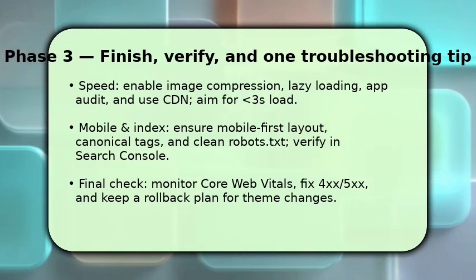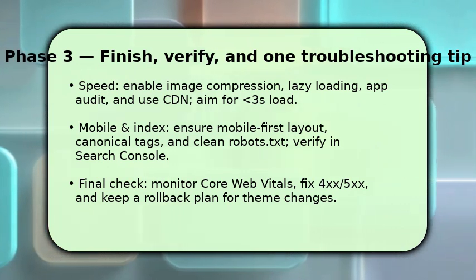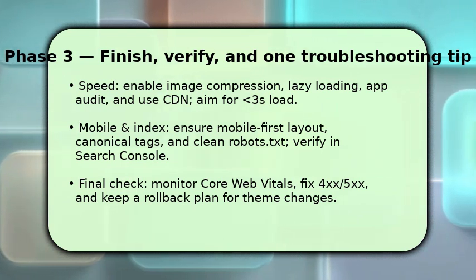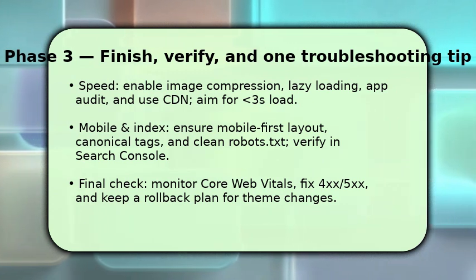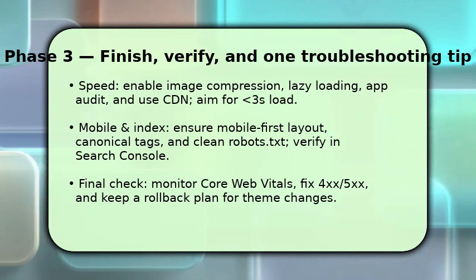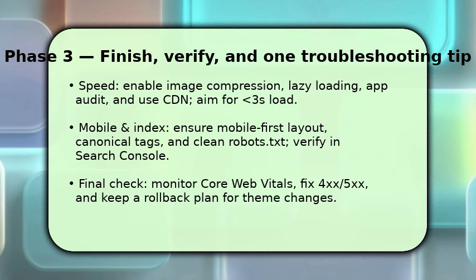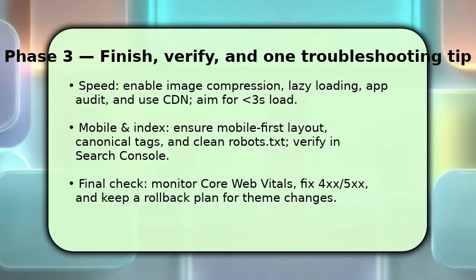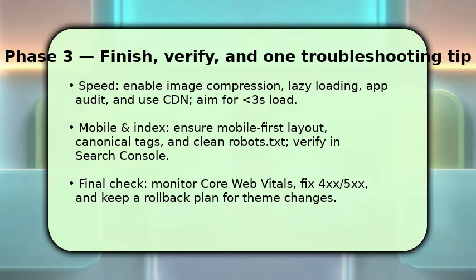First, optimize site speed. Compress images, enable lazy loading, audit apps, and use a CDN so pages load under 3 seconds. Then confirm mobile-first rendering, set canonical tags to prevent duplicates, and review robots.txt and sitemap entries in Search Console. Finally, monitor core web vitals and crawl reports. Fix any 4XX or 5XX errors quickly. If something breaks after a change, revert to your backup theme immediately to restore sales, then troubleshoot logs.